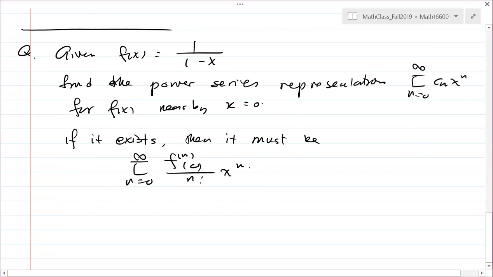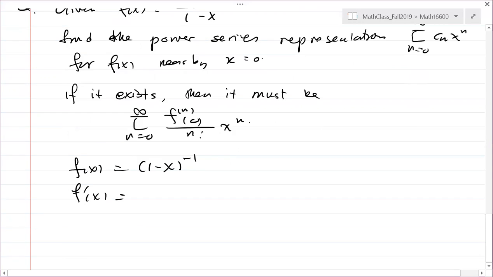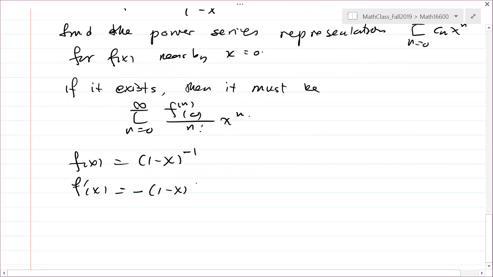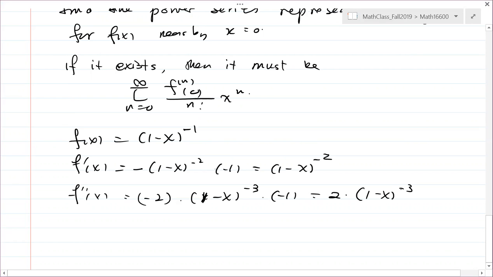But still, we don't know whether this is equal to that function. We just say if it exists. In most cases they're equal. Let's find this. f of x equals 1 minus x to the negative 1. I have to differentiate many times. When I differentiate once, I get negative 1 times 1 minus x to the negative 2, but times negative 1, so there's no negative sign in front. The second derivative is negative 2 times 1 minus x to the negative 3, then times negative 1, so you get 2 times 1 minus x to the negative 3.